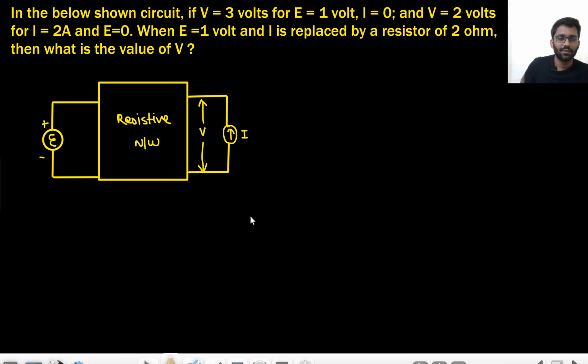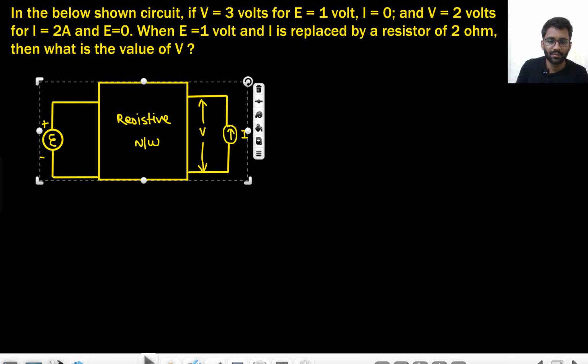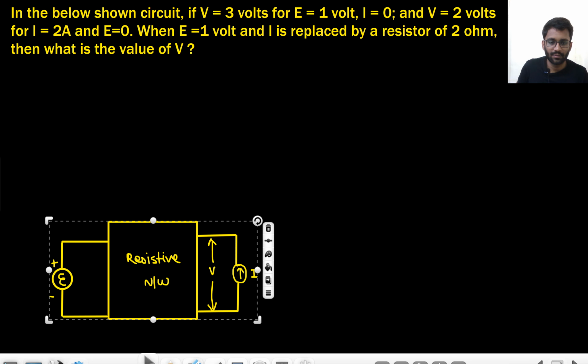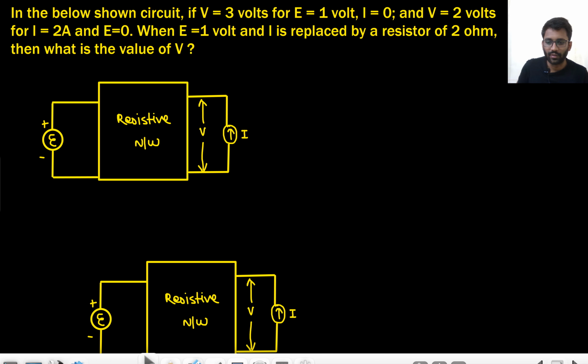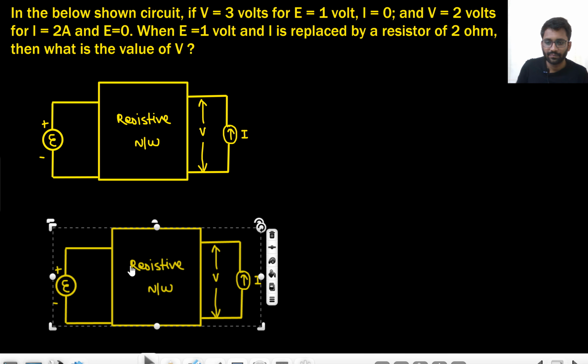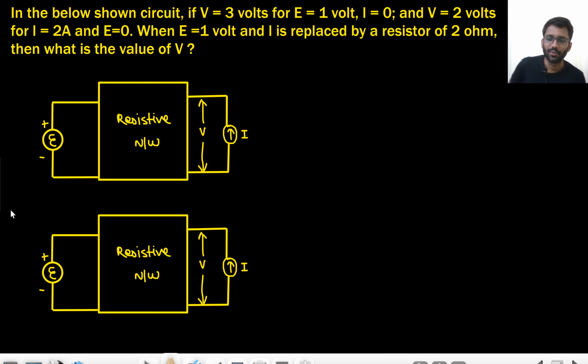So tell me. I think you should solve it on your own. What is the first circuit? I will just copy it and then quickly paste it. What is the first information given to you? The first information given is I equals to 0. If I equals to 0, then E is 1 volt and V is 3 volt.